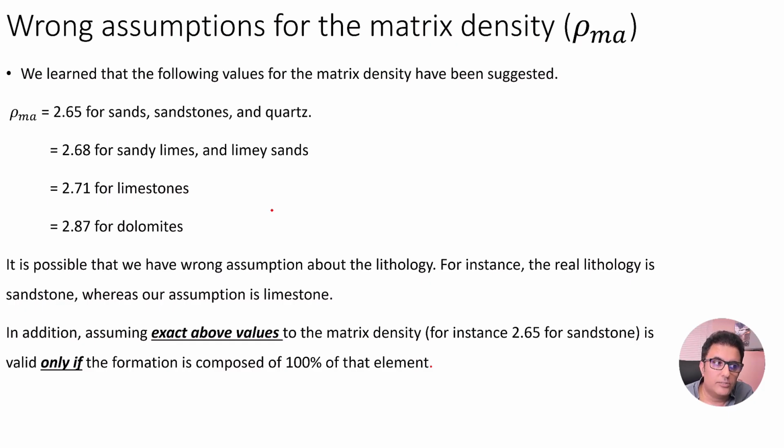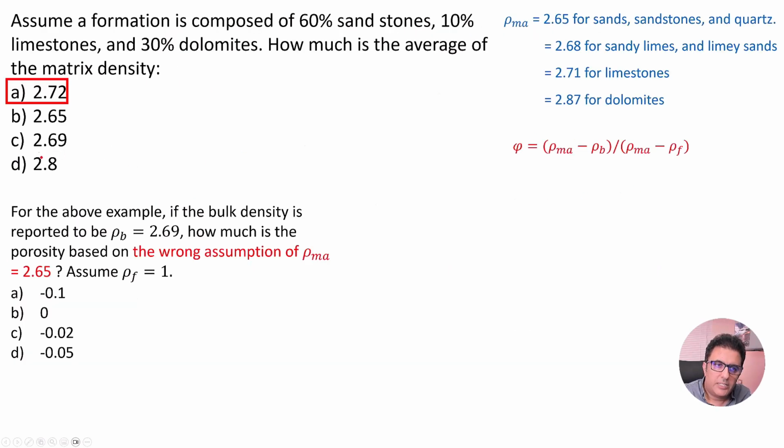So how we are able to correct it is by having the correct assumption about the lithology. By considering the real lithology of the formation, we can correct the estimate of the porosity and get rid of that negative value. I've copied the previous example here because we're going to need it later for this example.